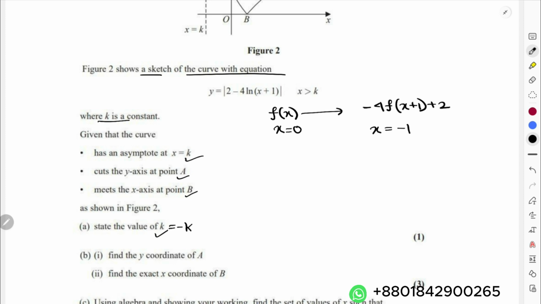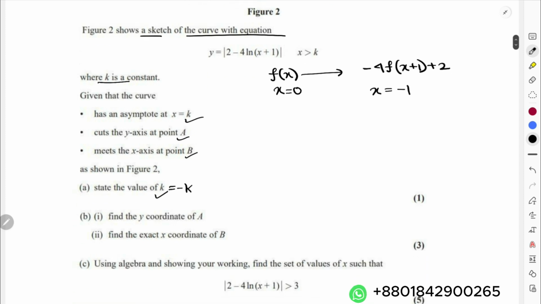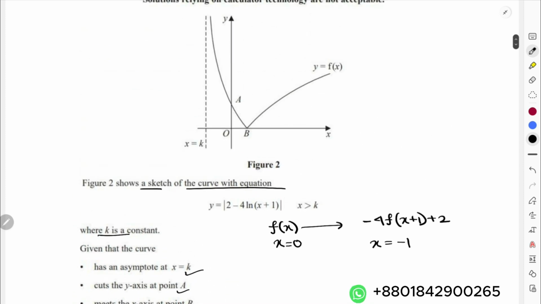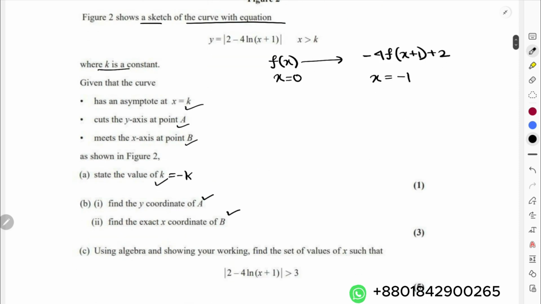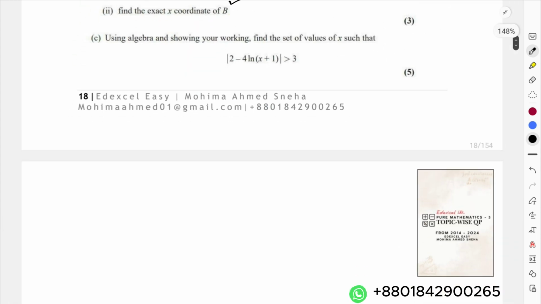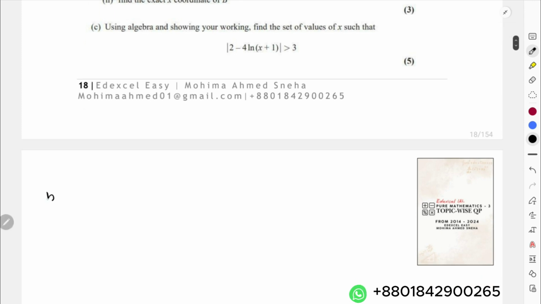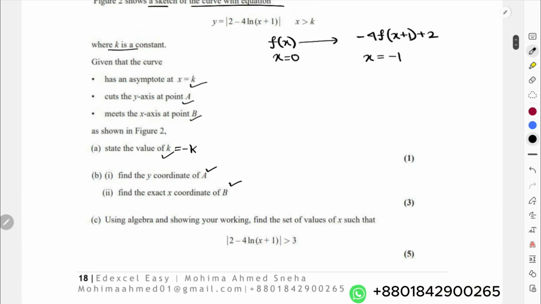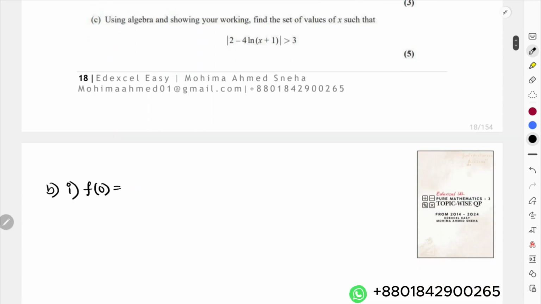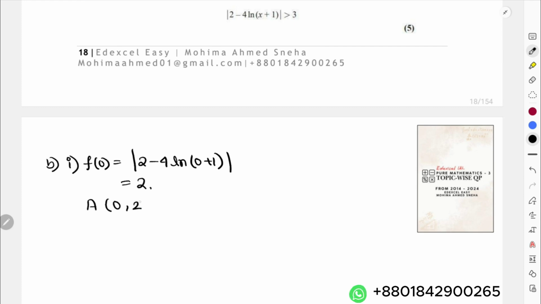From this translation and stretching, we understood that. And for the y coordinate of A and x coordinate of B, we know what to do over here, right? For the y coordinate, we know that at the y axis, x is always 0. So we just have to do that part over here for part b. b1, that f of 0 we have to calculate. So we are using the equation 2 minus 4 ln of x plus 1. So 2 minus 4 ln of 0 plus 1 and everything under the modulus. 0 plus 1 means it's ln 1. Ln 1 is 0 and 2 minus 0 is just 2. So your answer is just 2 over here, right? So your A is the 0, 2 coordinate.